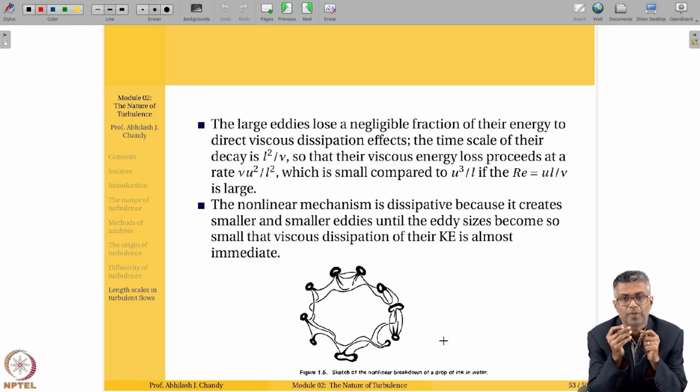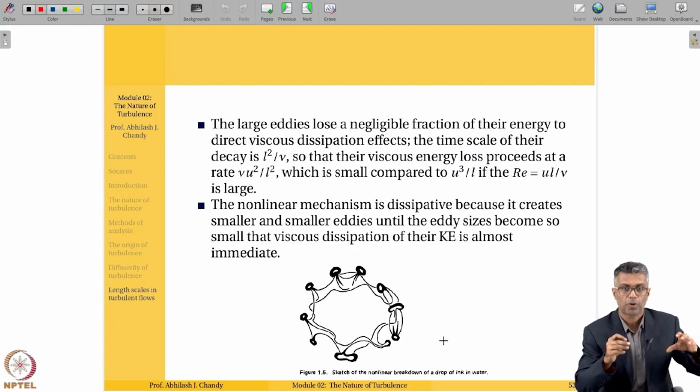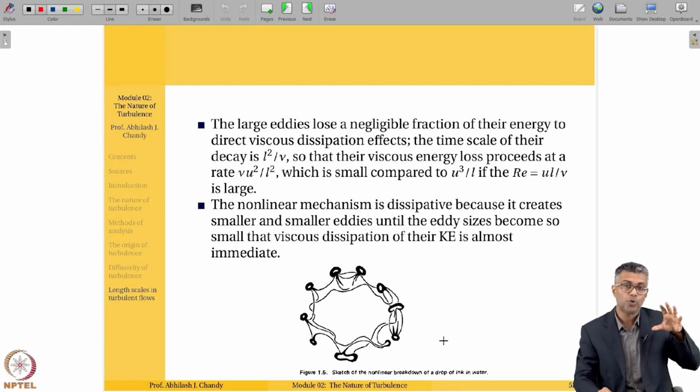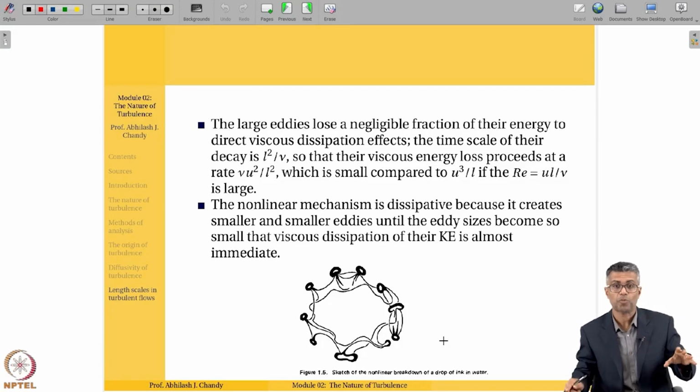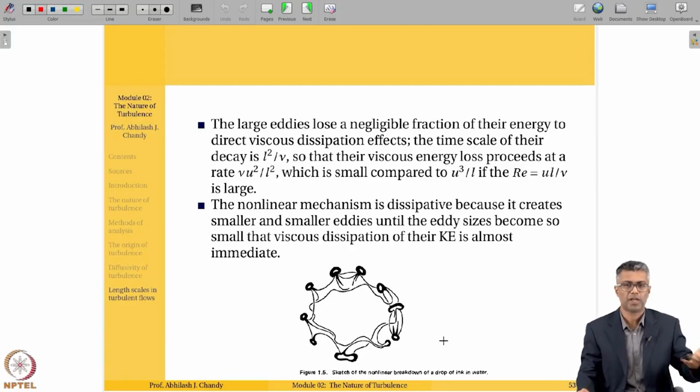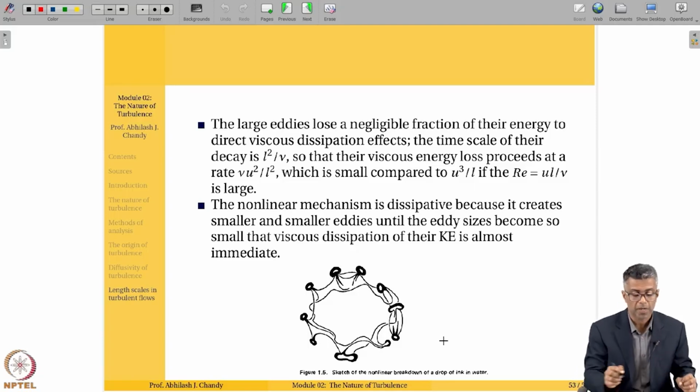So again, we talked about the large eddies losing a significant fraction of their energy to the small scales due to the inertial or inviscid behavior, because the inertial behavior is inviscid, right? It has nothing to do with viscosity. It happens due to, say, vortex stretching. It happens due to the nonlinear term, the convective term. But there is no viscous dissipation there, or if it is there, it is very negligible. So that's what we mean by this sentence.